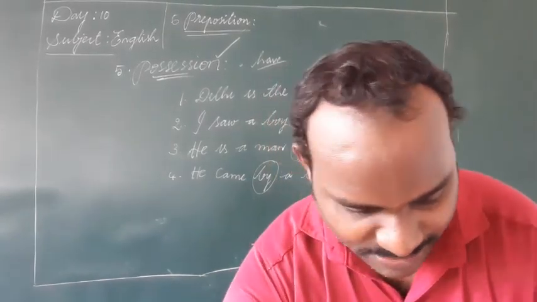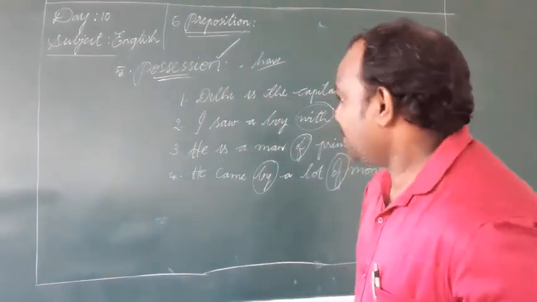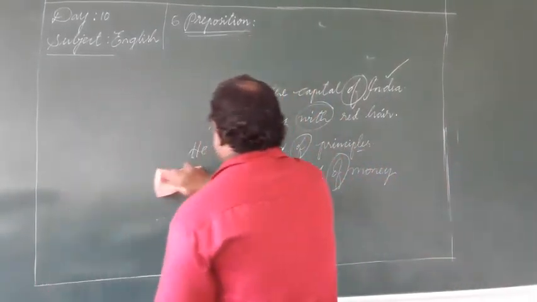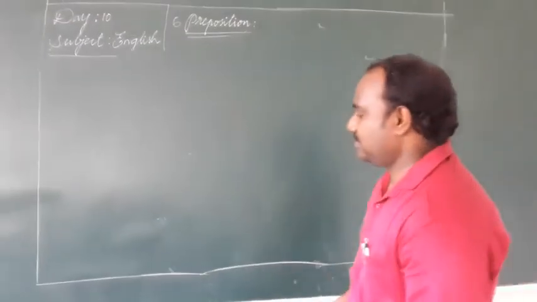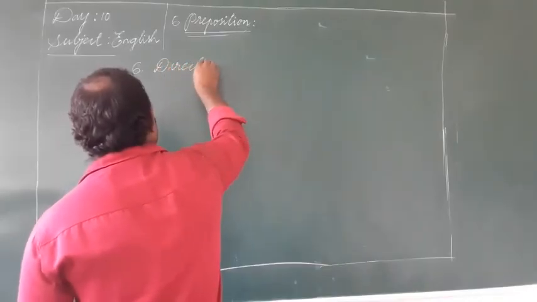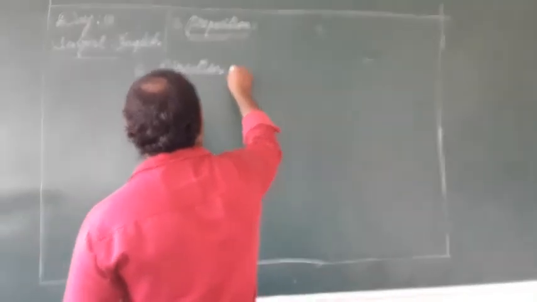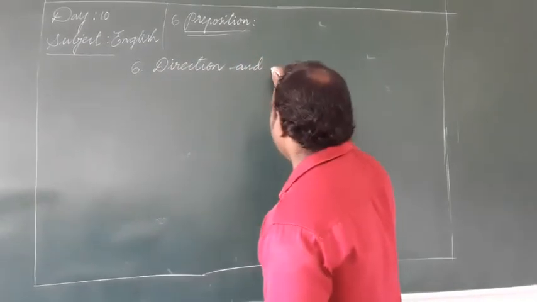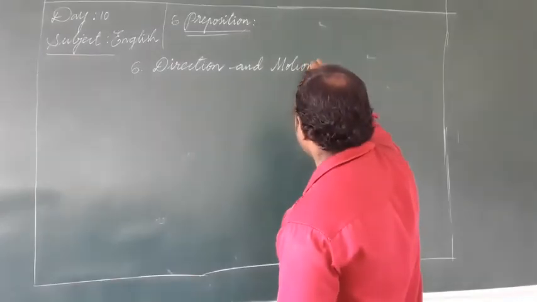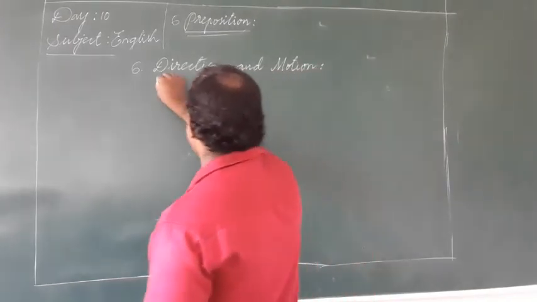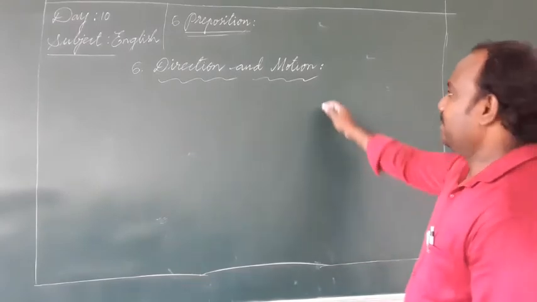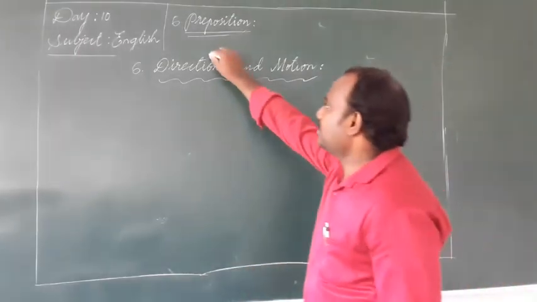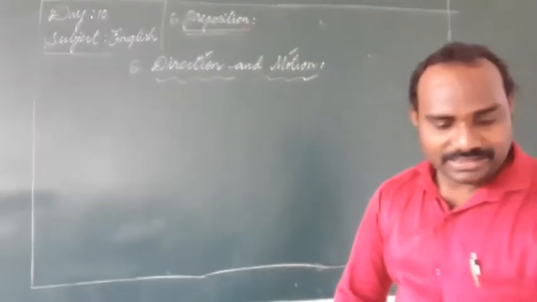Next one, sixth one, prepositions of direction and motion. Here motion means movement. See, these prepositions show the direction or the movement. Motion means a movement. Look at these four sentences.